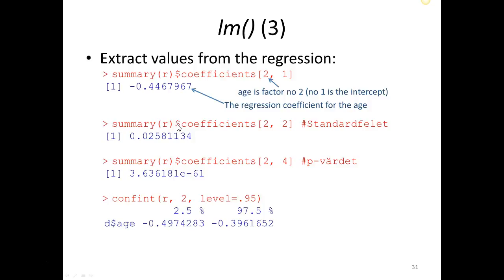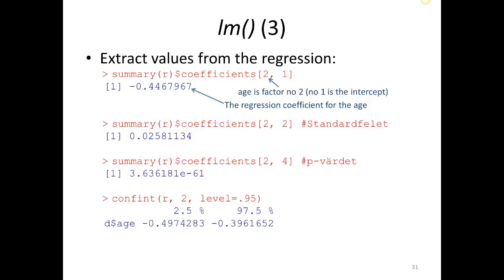If you would like the standard error, you would instead write summary(R)$coefficients 2, 2, and then you will get the standard error. And the p-value was in the 4th position of this result table. So if you want it, you could write summary(R)$coefficients 2, 4, and then you will get the p-value. And here you will get a more exact p-value than in the table.